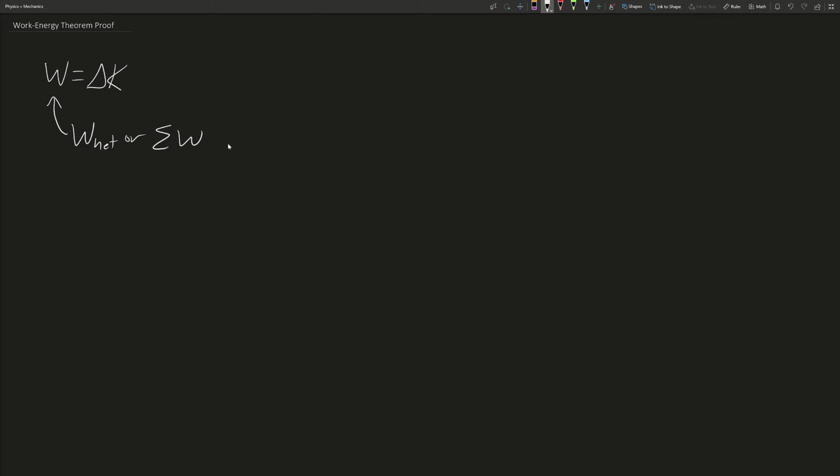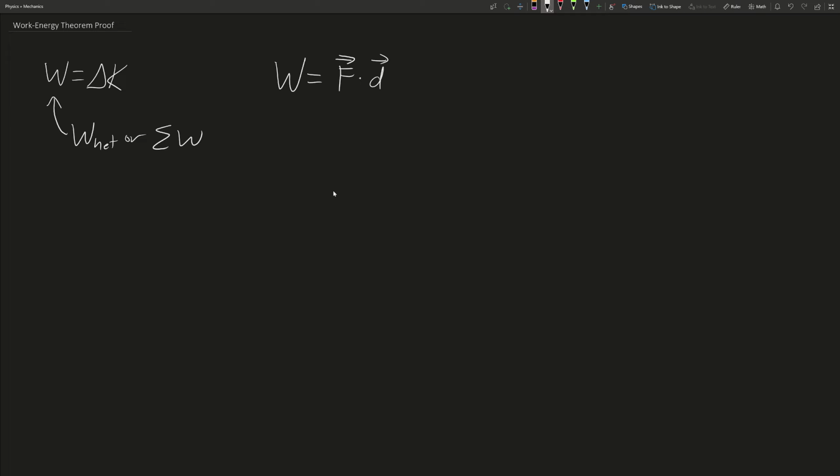Net work can be found either by finding the work done by the net force on the object, or by adding all the work done by the individual forces on an object. Work is a scalar quantity, as work is the dot product of force and distance. So these are vectors, and work is the dot product. And since it's scalar, it means that you can add it directly and do not need to apply vector rules.